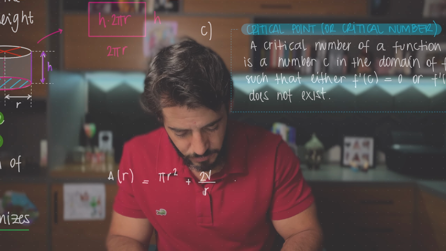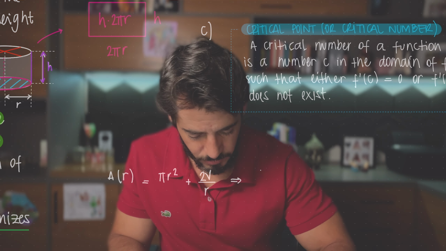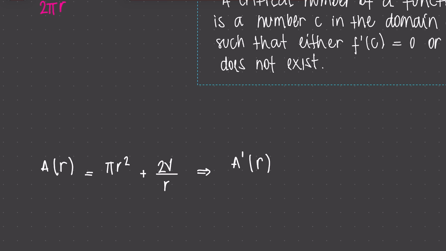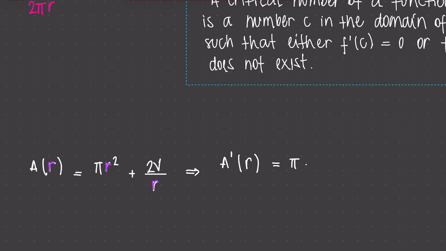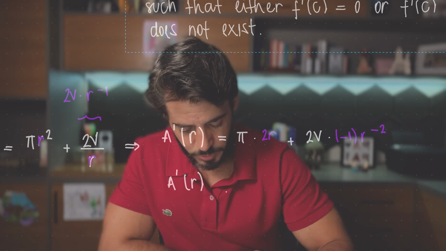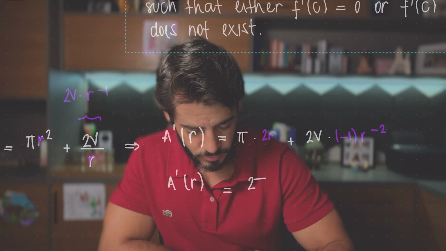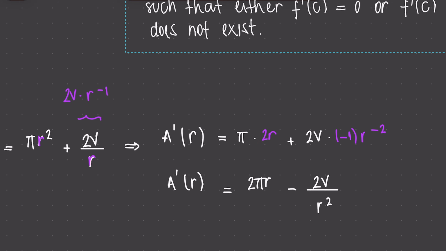Now, what is our function? It's A of r, therefore the derivative of A, and by the way, keep in mind that the variable is r, it's not V or pi. It is equal to pi times 2r plus 2V times, given that we can rewrite this as 2V r to the negative 1, it's 2V negative 1 r to the negative 2. Which means that A prime of r is 2 pi r minus 2V over r squared. We're going to take this derivative, make it equal to 0, and find the critical point.